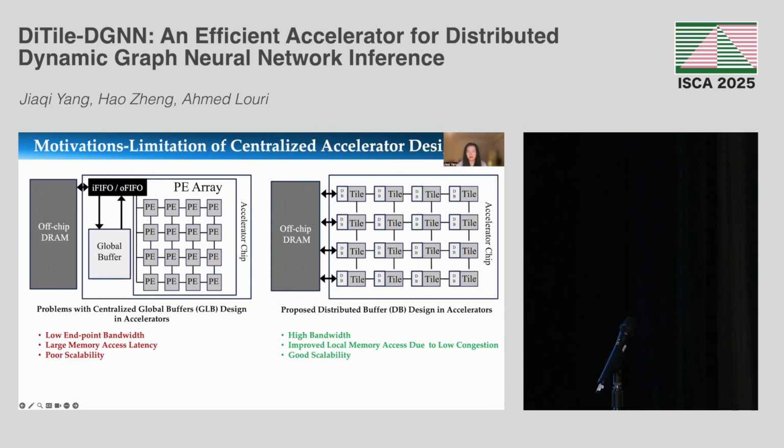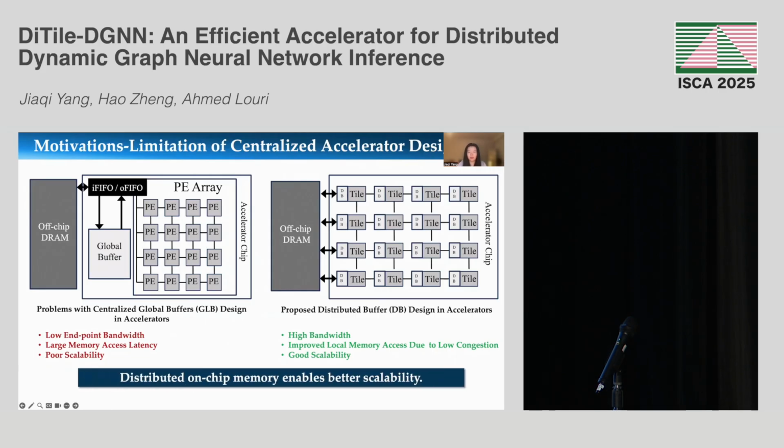Low endpoint bandwidth due to shared memory access bottleneck, large memory access latency as all tiles compete for the same buffer, and poor scalability, especially in large PE arrays. To overcome this issue, we adopt a distributed buffer architecture where each tile has its own local memory. This results in high bandwidth since each tile accesses memory independently, improves local memory access due to lower congestion, and overall better scalability as we scale to more tiles. The takeaway here is distributed on-chip memory enables better scalability for DGNN acceleration.